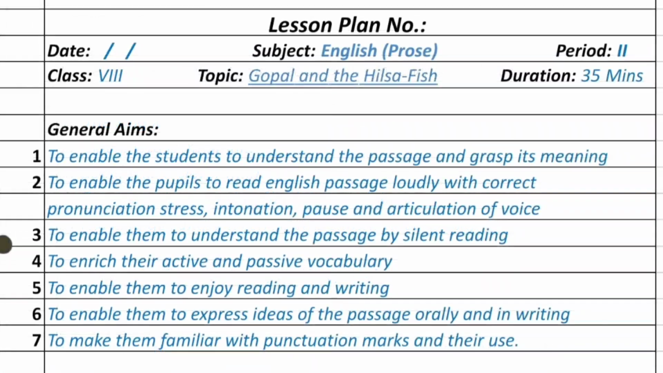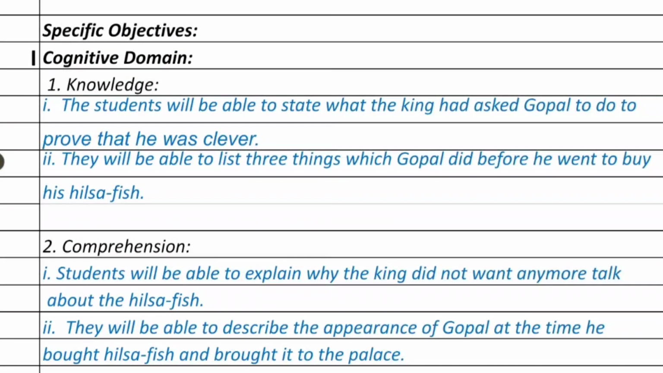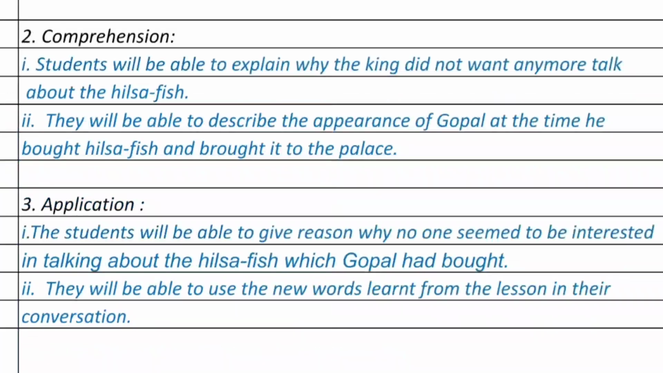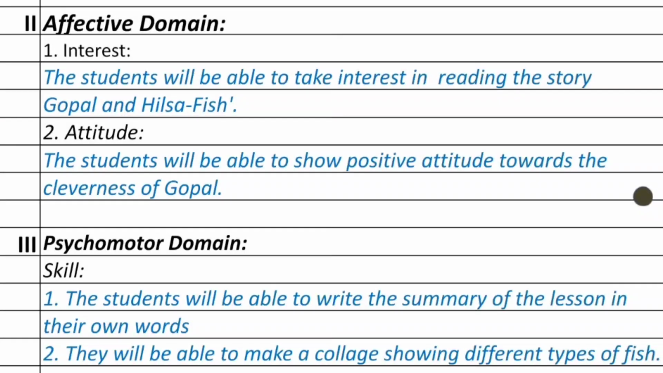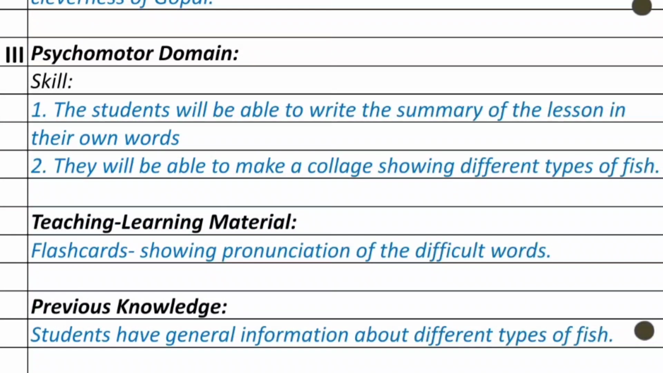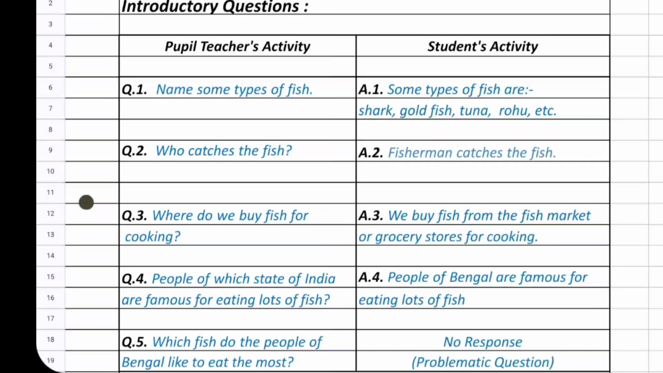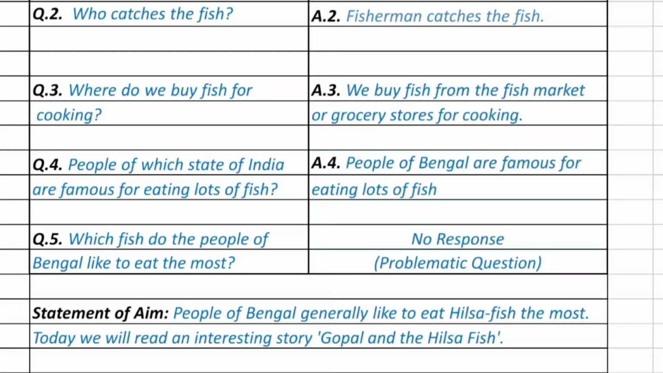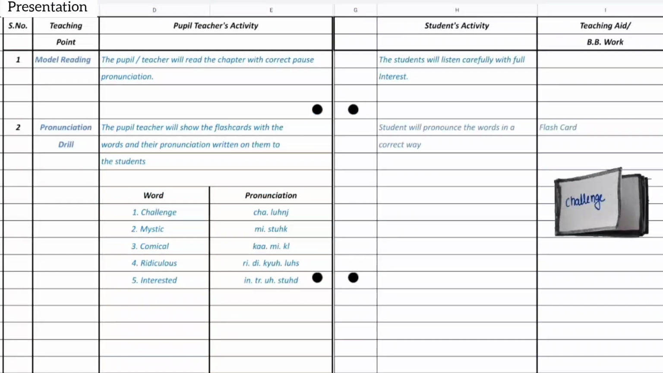So let's do a quick recap of all the headings of the prose lesson plan. So the first heading will be general aims, second will be specific objectives in which we'll write objectives for all the 3 domains, that is cognitive, affective and psychomotor domain. Third heading will be material aid. Fourth will be previous knowledge. Fifth will be introduction. Sixth, statement of aim. Seventh, presentation.